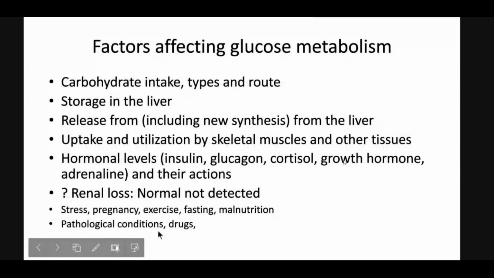And among pathological conditions, one important being diabetes mellitus itself, and others, various drugs used in diabetes. They also in some ways affect glucose metabolism, and mostly their mode of action will be one of these above points, from the first one to the renal loss.